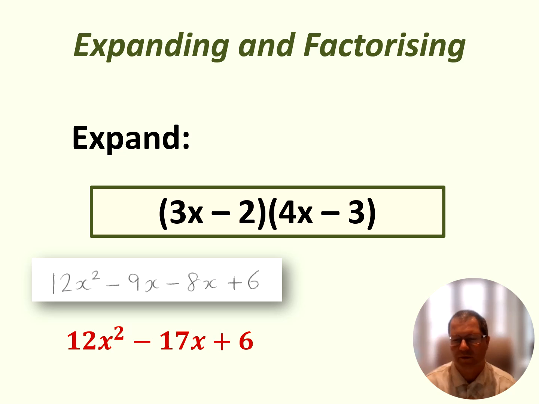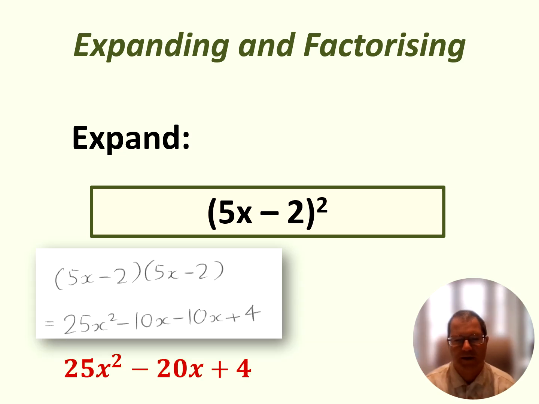Some use FOIL, first, outer, inner and last. Some draw lines joining the terms together. Some people use a little grid. Nevertheless, you're going to end up with four terms, however you do it. 3x times 4x is 12x squared. 3x times negative 3 is negative 9x. Negative 2 times 4x is negative 8x. And negative 2 times negative 3 is plus 6. And then when we collect the x terms together in the middle, we get 12x squared minus 17x plus 6.